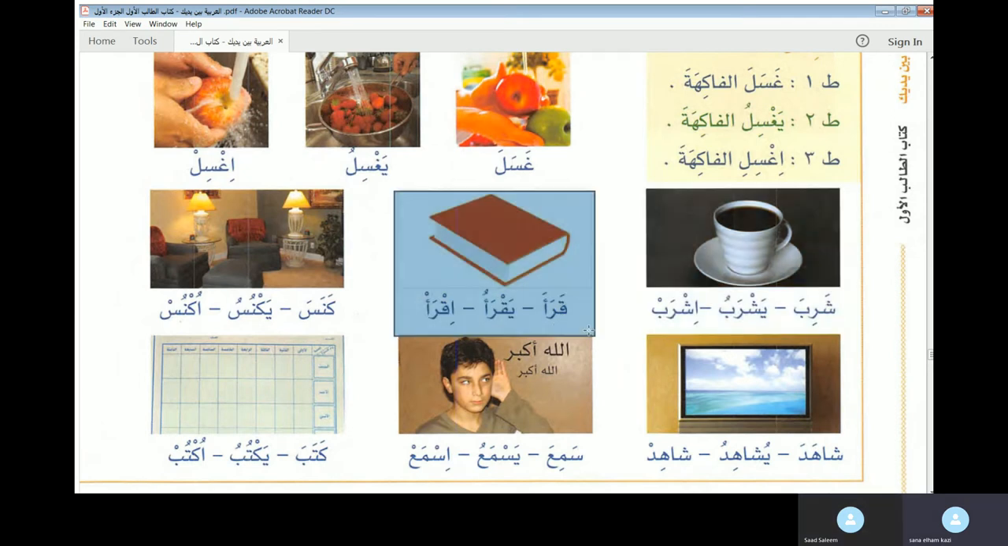قرأ القرآن, he read the Quran. يقرأ القرآن, he is reading the Quran.